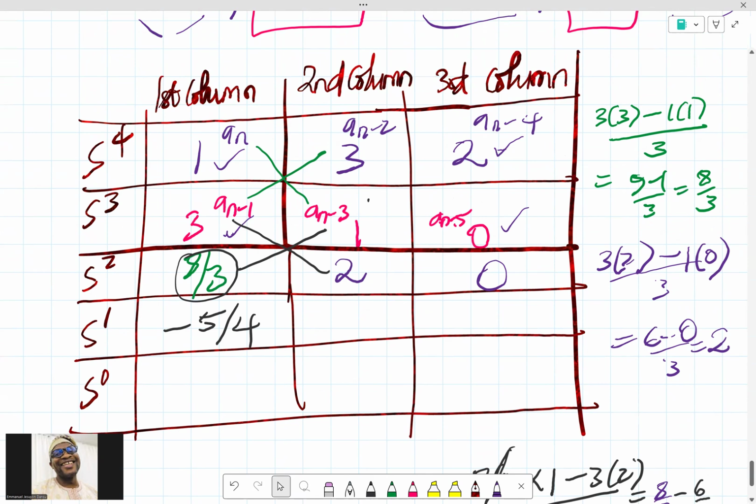Now, if you look around, 8 over 3 times 0 is 0. 3 times 0 is 0.